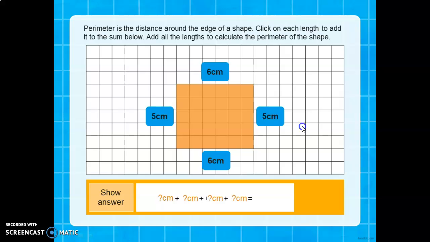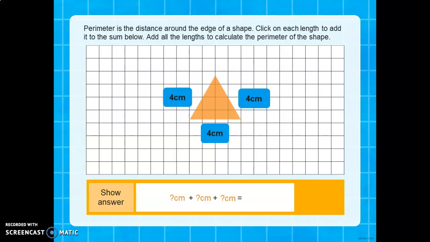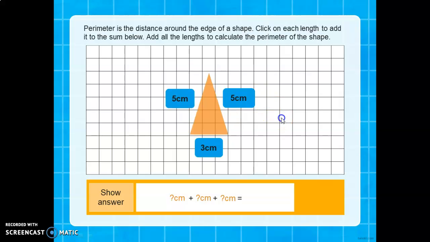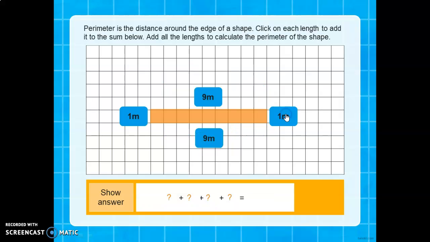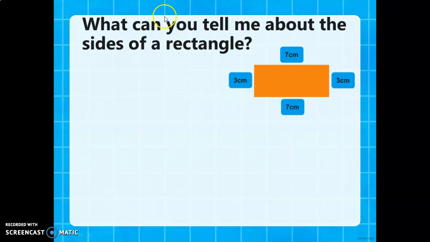This is a square, another square, another square, a triangle. Do you think you can find or calculate the distance around the edge? Think you can? Triangle. 1, 2, 3, 4, 5, 6. A hexagon. Another rectangle. Now, what can you tell me about the sides of a rectangle? Let's see here.